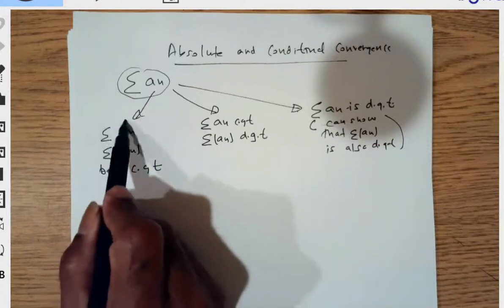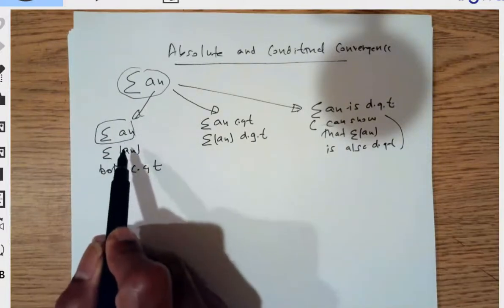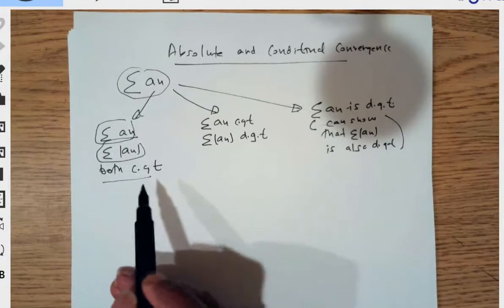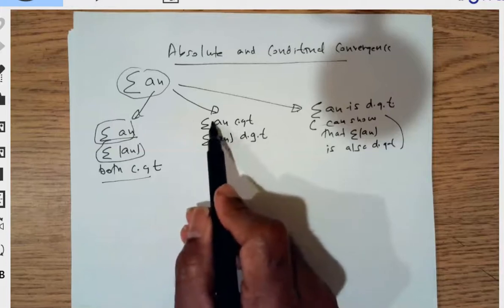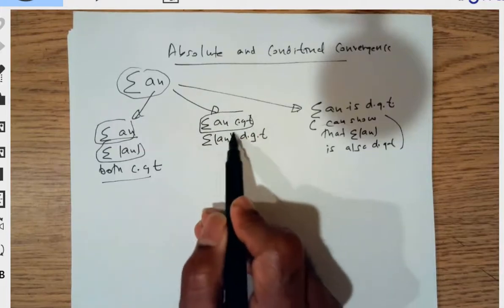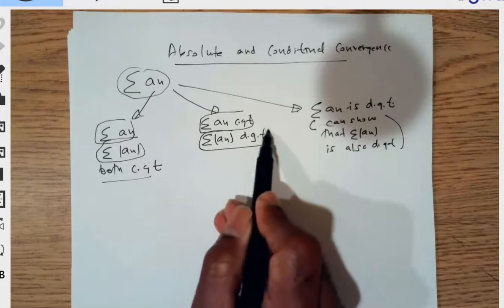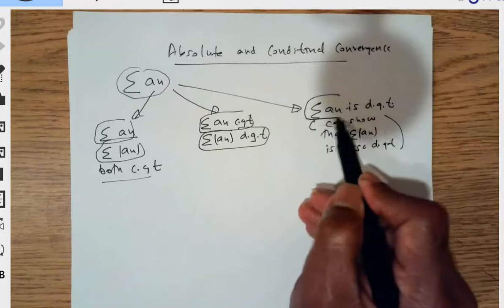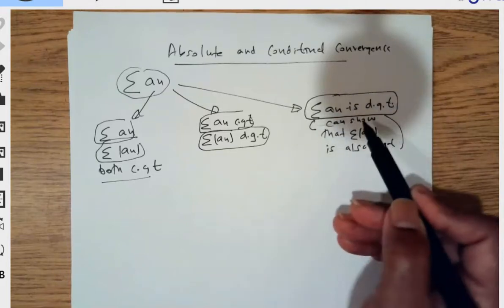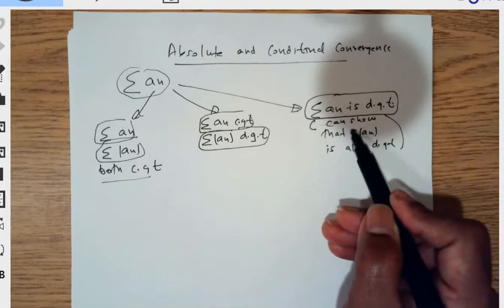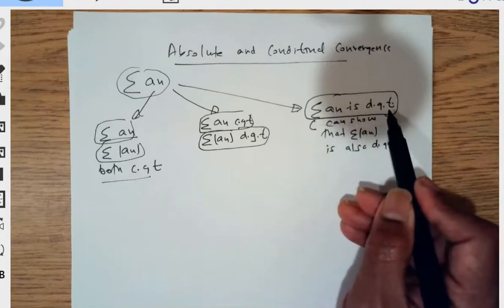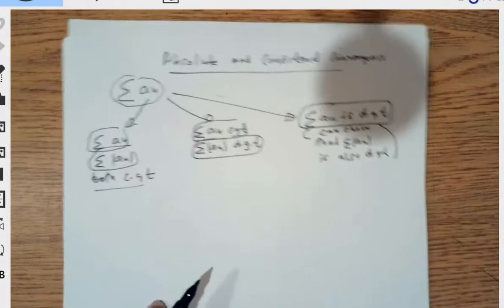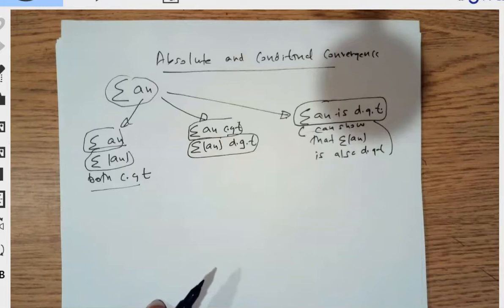First of all, sigma an and sigma absolute value of an can both be convergent. And the other possibility is sigma an is convergent, but sigma of the absolute value of an is divergent. And the third possibility is sigma an is simply divergent. Well, in that case, we can formally show, and I'm not going to do the proof here, that if sigma an is divergent, then sigma absolute value of an is also divergent. So one of these three possibilities must happen.